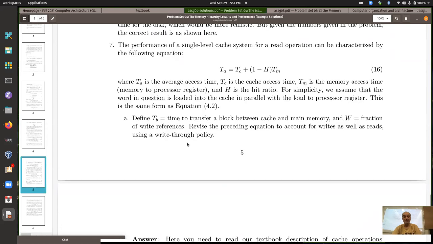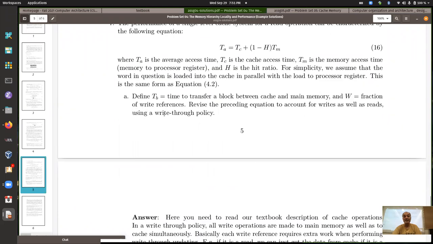So write through is very inefficient, but it's very easy to implement. Basically, every time you do a write to the cache, you write it in the cache, but you write it through, so you write it also back to main memory. So in that case, every time you're doing a write with a write through policy, you don't get any advantage from the cache. You have to go to the slower memory every time you do a write. So you only get the performance benefits when you're doing reads.